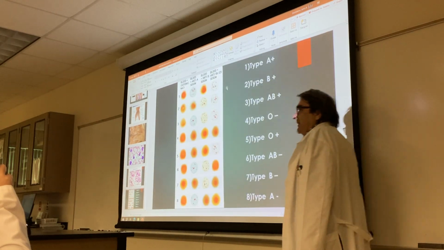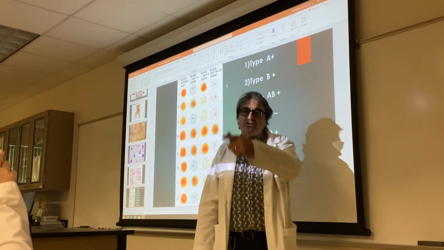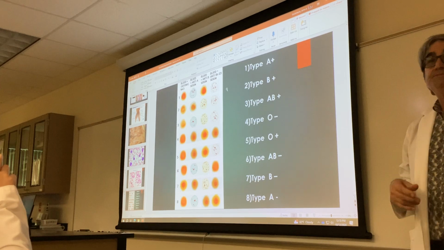Then we do blood typing. In my class, I know there are other professors that use that tray that's on your table here, and they got those little things in there. That's fake stuff, so I don't use that.